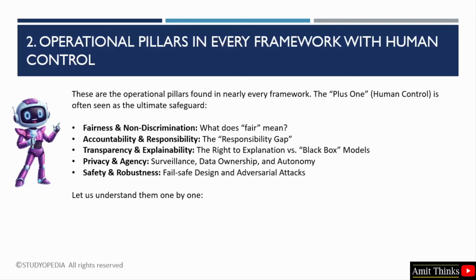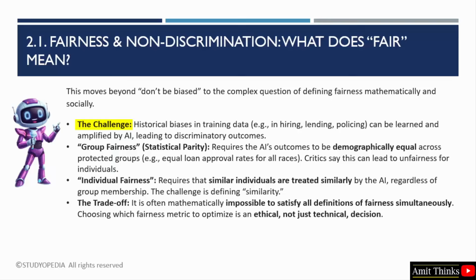What does fair mean? Defining fairness in AI is complex, both mathematically and socially. The challenge is that AI can inherit and amplify historical biases in data, leading to discrimination. Group fairness ensures equal outcomes across protected groups. Critics argue it may overlook individual fairness. Individual fairness demands similar treatment for similar individuals regardless of group. The difficulty lies in defining similarity.